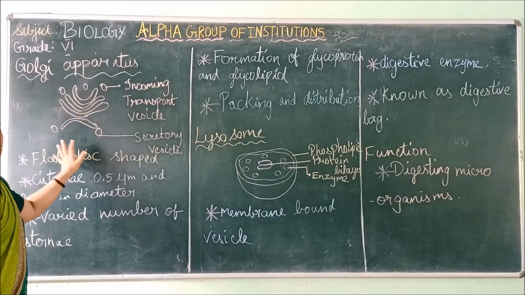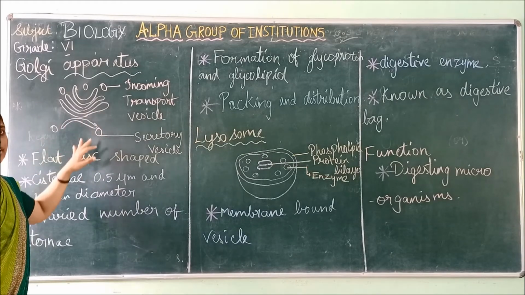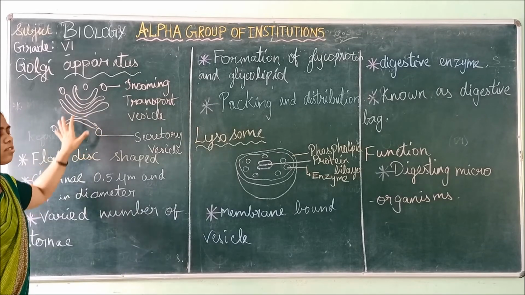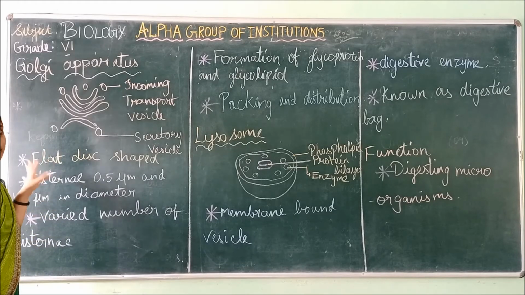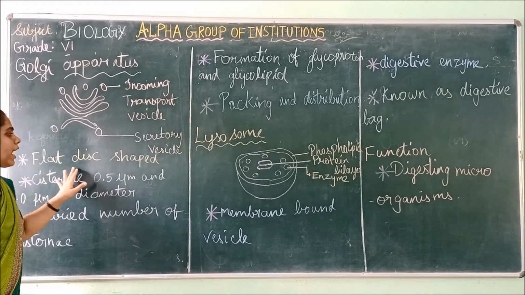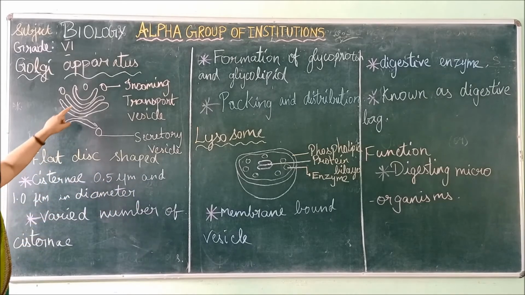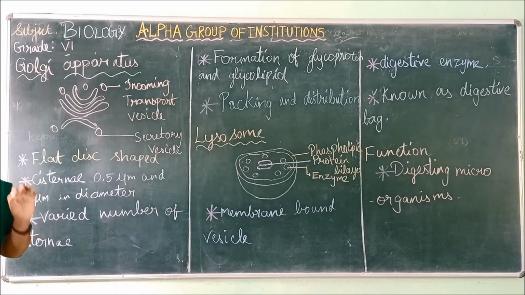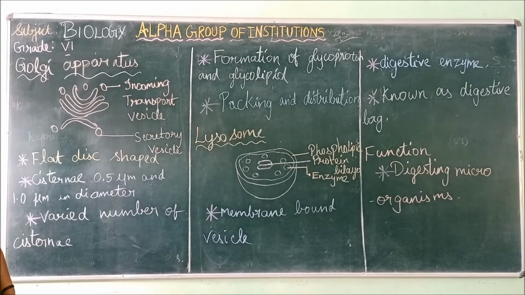So this is the structure of the Golgi apparatus. You can see some wavy-like structures and some globules moving around. The Golgi apparatus is in a flat disc shape, and each curving that you can find here, the foldings in the Golgi apparatus, is known as cisternae.